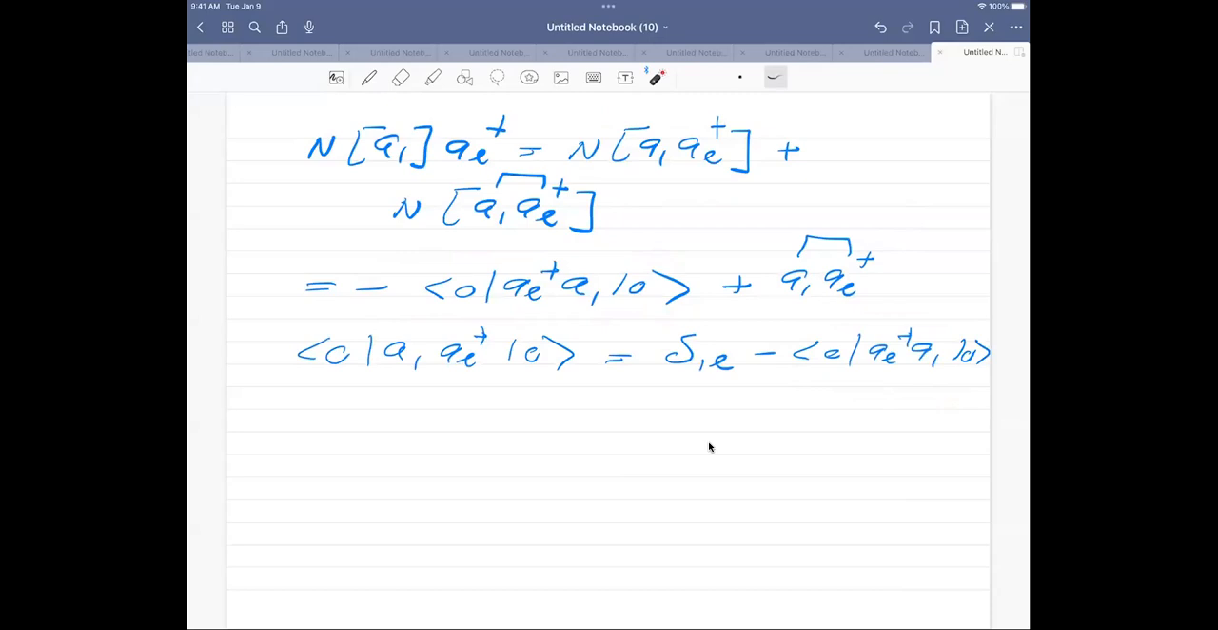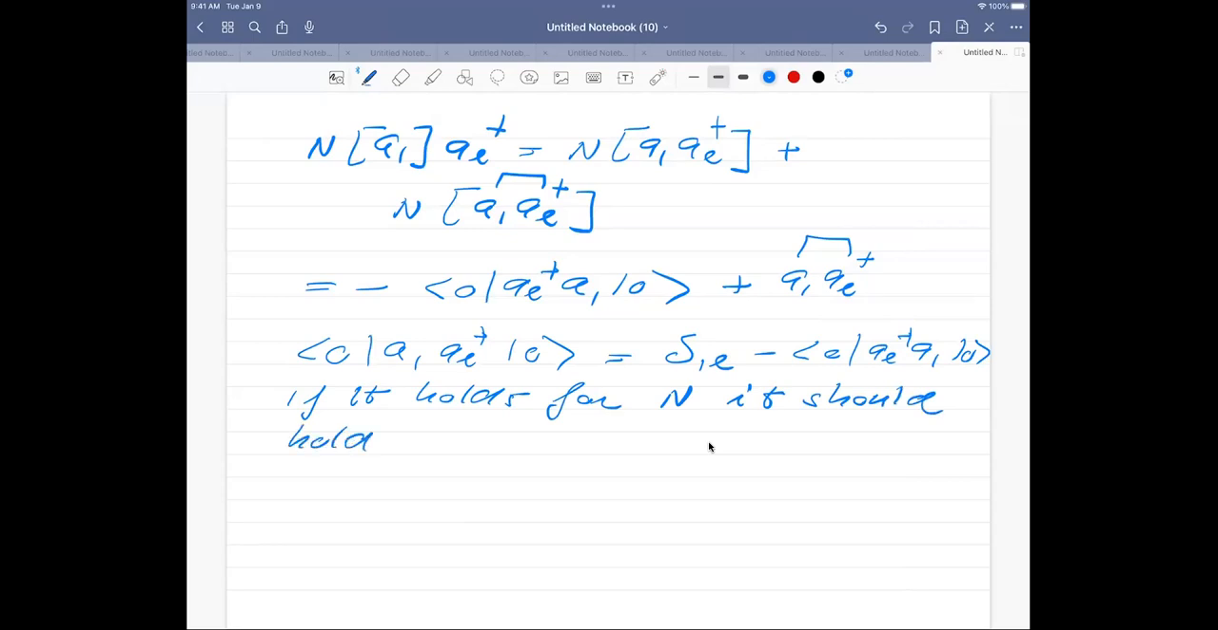So this is just us trying to demonstrate that the lemma does make sense. If I now assume that it holds for, let's say, n operators, then if it holds for n, it should also hold for n plus 1. So this is about the lemma. Let's take a look at that one.